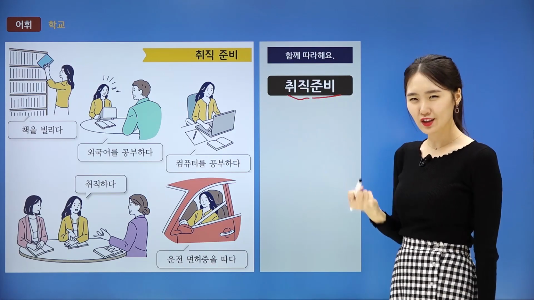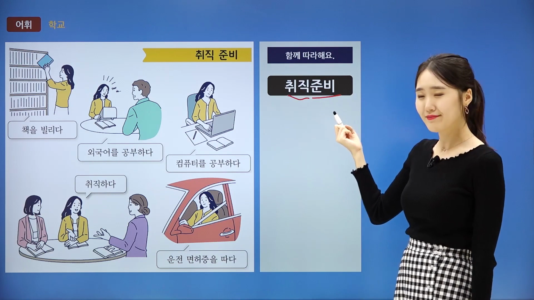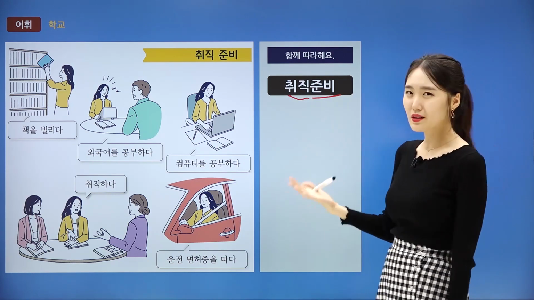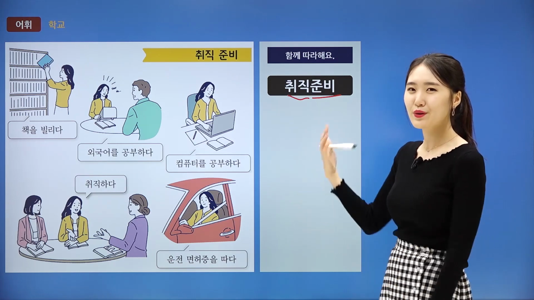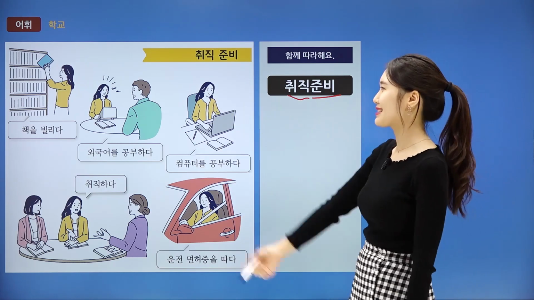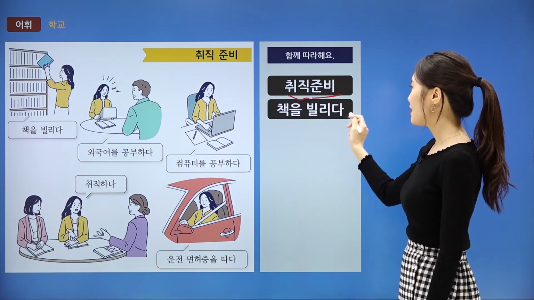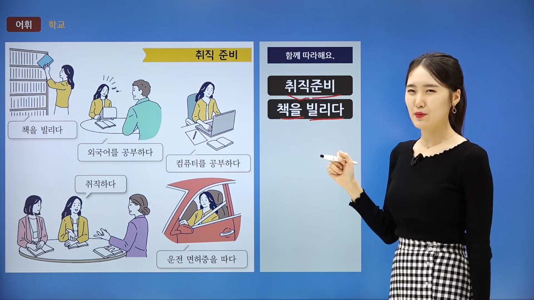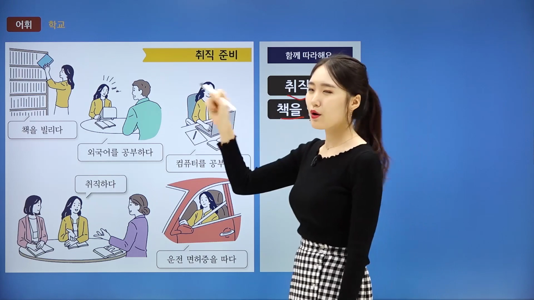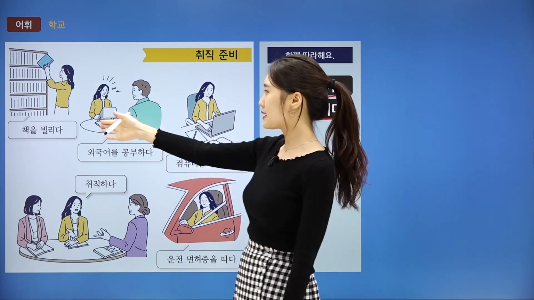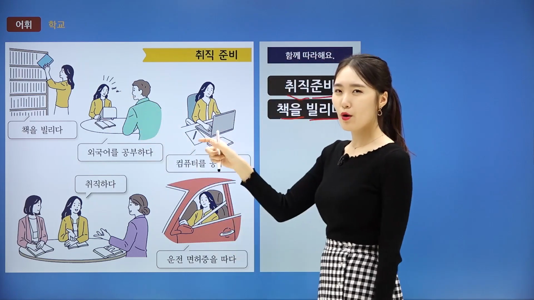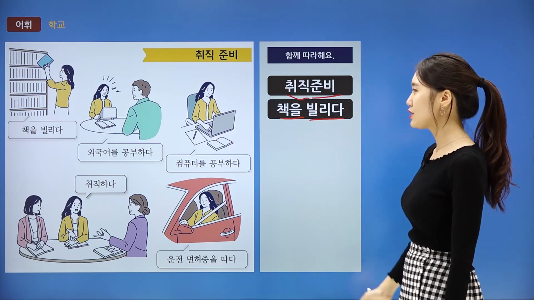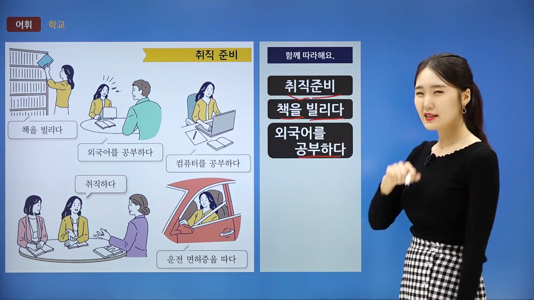Okay. And here, now you see here, after finishing studying abroad, then now you have to prepare for a job. To get a job, you have to prepare it. There is a time that you have to put in a resume and prepare to get a job. So first one, let's see. She 빌리다 borrows 책을, a book. So to borrow a book, you say 책을 빌리다, borrow a book. And now second one, she 공부하다, study.